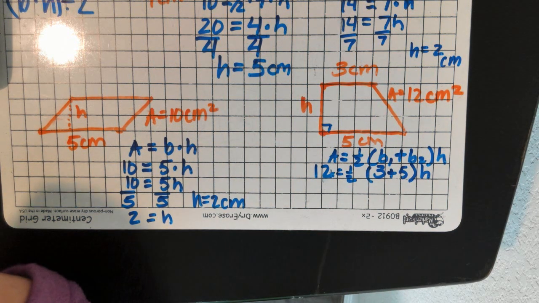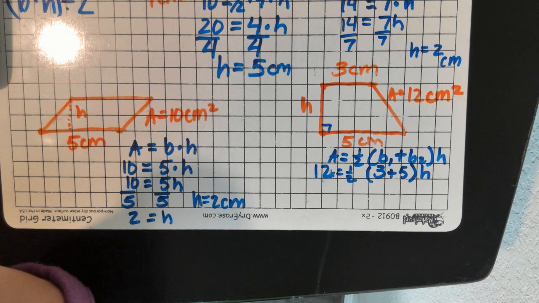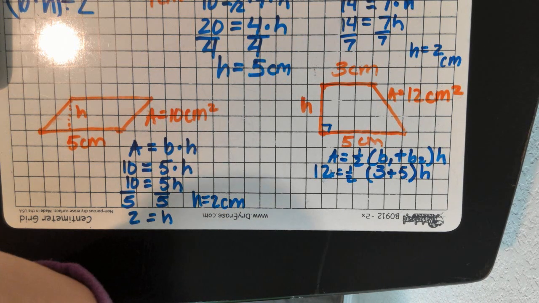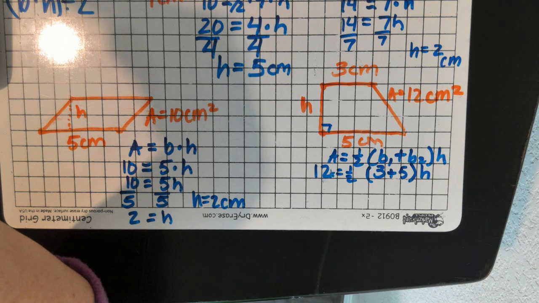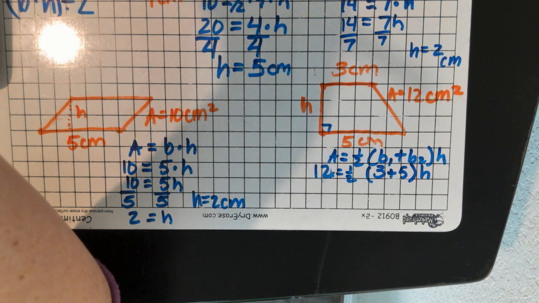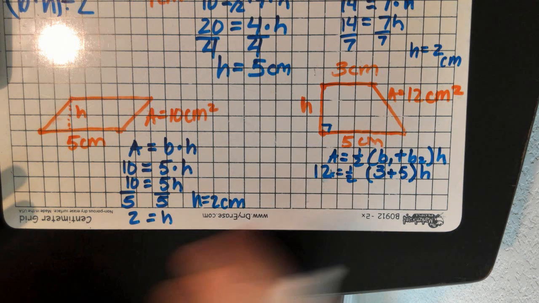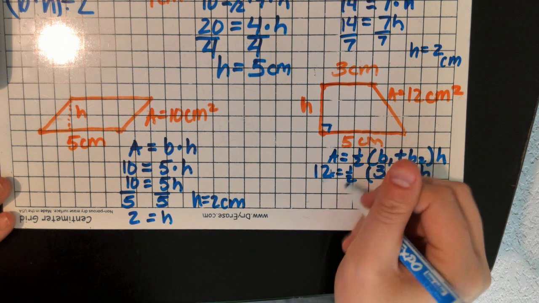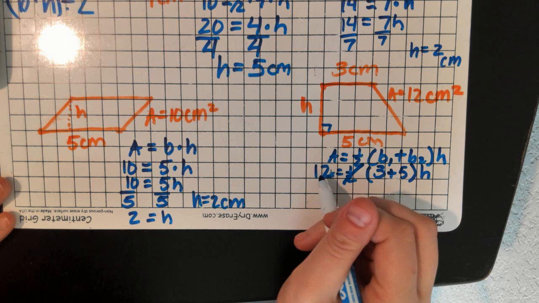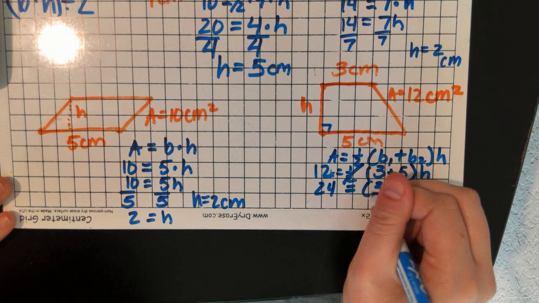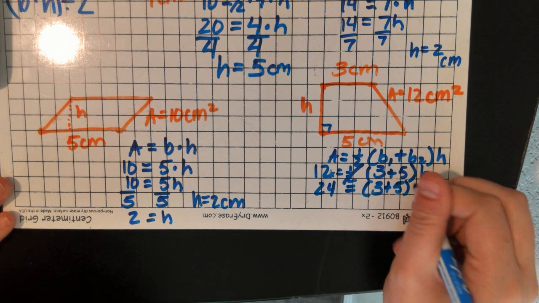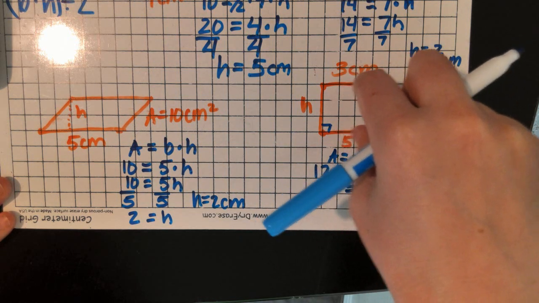Now, just like last time, remember I said, let's think about we do this backwards, right? Because in the formula, if we go forward, we add, multiply by the height, then divide by 2. So to get rid of dividing by 2, we multiply by 2. So that's what I like to do first. Multiply both sides by 2. So that gets rid of that half. So what's 12 times 2? 24.